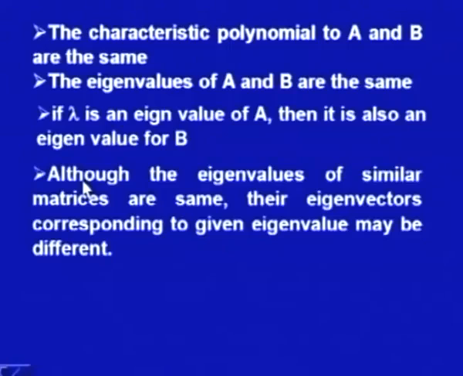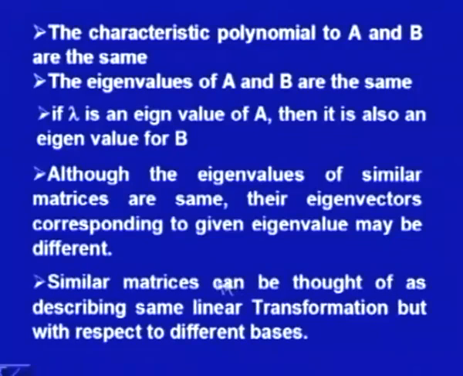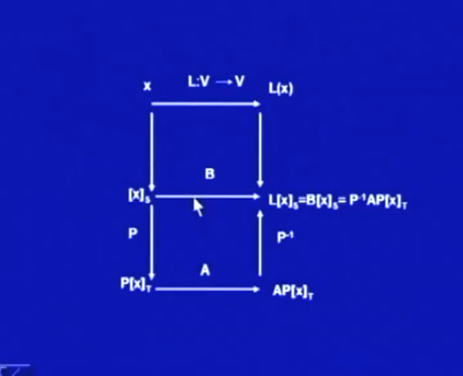Now, although the eigenvalues of similar matrices are the same, their eigenvectors corresponding to given eigenvalues may be different. We have proved in the form of a theorem that eigenvalues of similar matrices are the same, but their eigenvectors need not be the same. In fact, we say that similar matrices can be thought of as describing the same linear transformation but with respect to different bases. Let me illustrate this with this diagram.